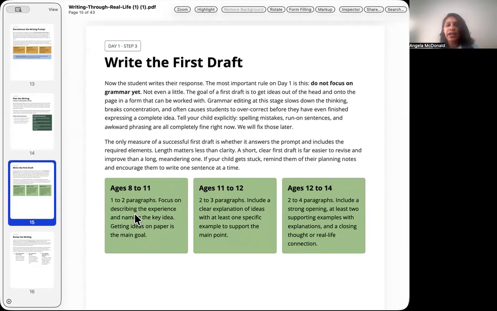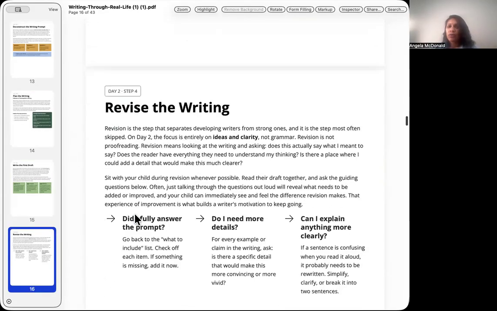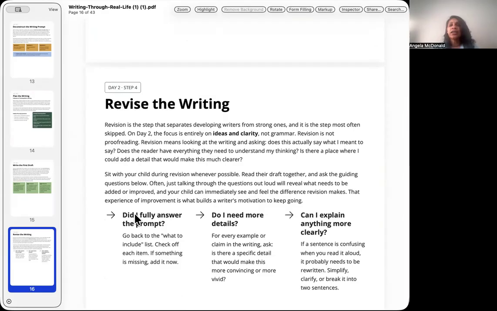And then I have what it looks like from ages 8 to 11, 11 to 12, and then 12 to 14, so if you're not sure what your child's writing should look like. And then the revise day. It's okay if you don't know the steps to revise. I have that in here as well for you to be able to go through that prompt with them.